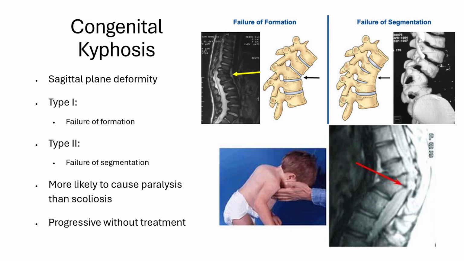Here's the critical teaching point that makes congenital kyphosis more dangerous than scoliosis. This deformity is much more likely to cause paralysis. The forward angulation creates a sharp apex where the spinal cord becomes draped over the abnormal vertebrae, stretching and compressing neural tissue. Unlike scoliosis, which typically progresses slowly and rarely causes neurological problems, congenital kyphosis can progress relentlessly and create spinal cord compromise that requires immediate intervention to prevent permanent paralysis.